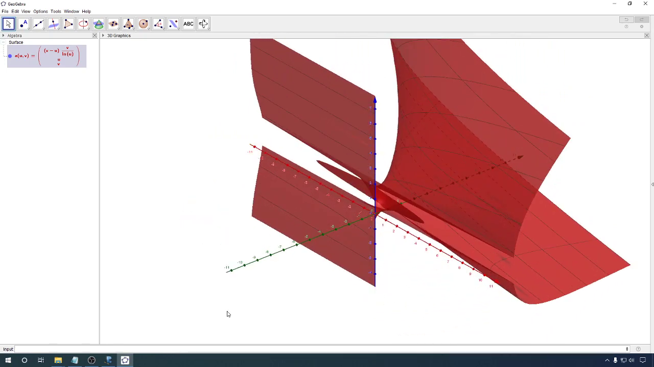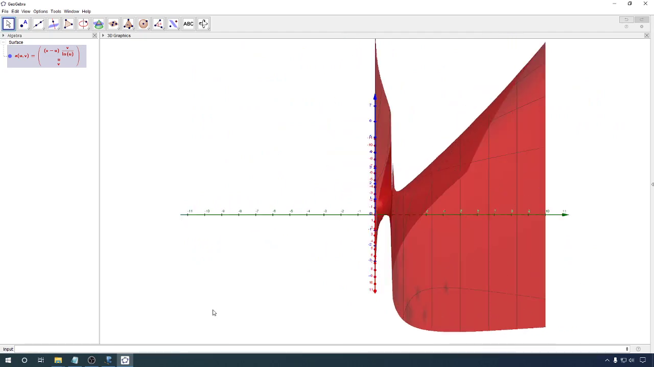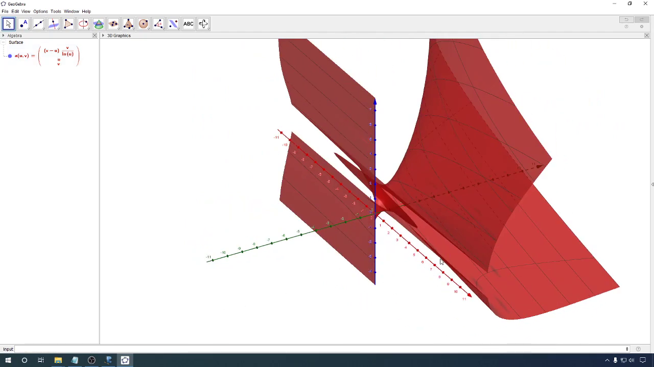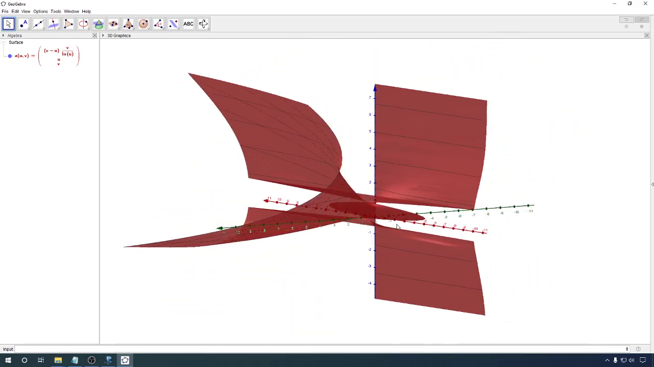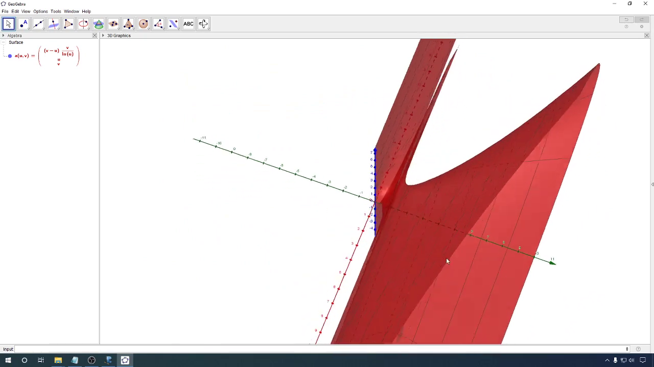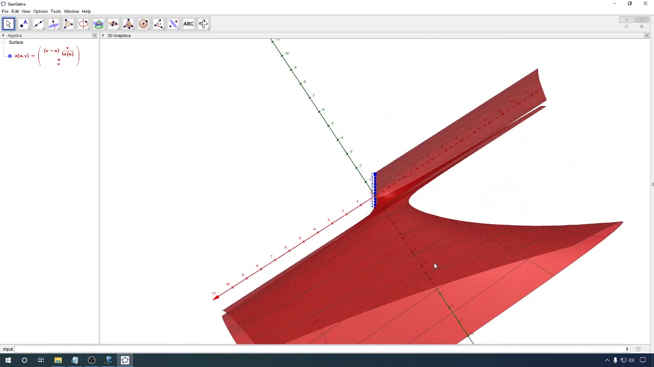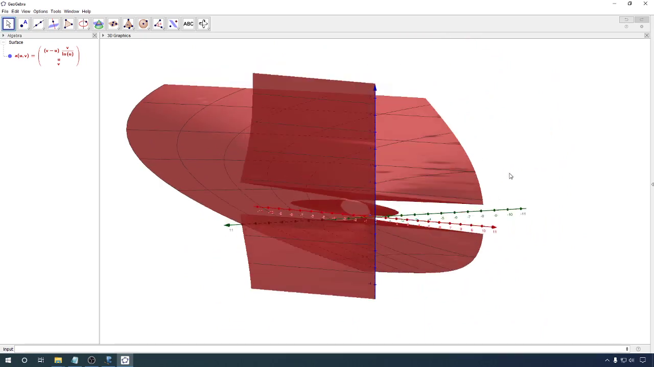At least up to a point. It actually is a little bit nicer than what GeoGebra can display here. There's actually not a gap here. It actually does close up there, and in fact, it closes up over here too. It kind of has a little narrow neck here, but it has a part over here and a part over here. But it's kind of a weird looking surface.